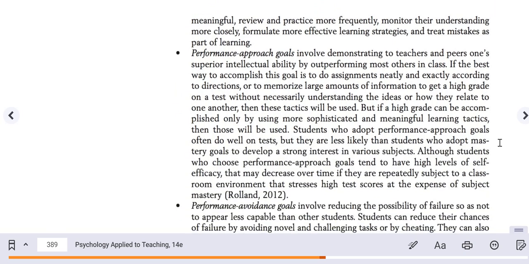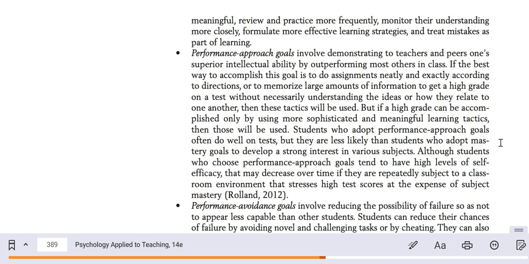Performance approach goals involve demonstrating to teachers and peers one's superior intellectual ability by outperforming most others in class. If the best way to accomplish this goal is to do assignments neatly and exactly according to directions, or to memorize large amounts of information to get a high grade on a test without necessarily understanding the ideas or how they relate to one another, then these tactics will be used. But if a high grade can be accomplished only by using more sophisticated and meaningful learning tactics, then those will be used. Students who adopt performance approach goals often do well on tests, but they are less likely than students who adopt mastery goals to develop a strong interest in various subjects.